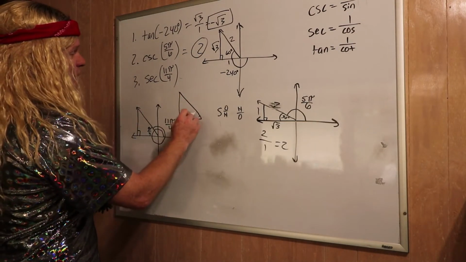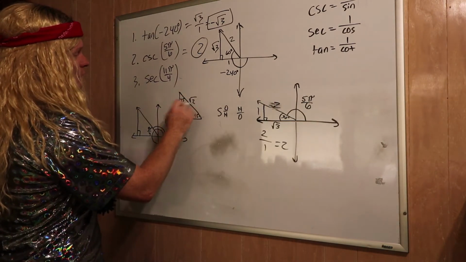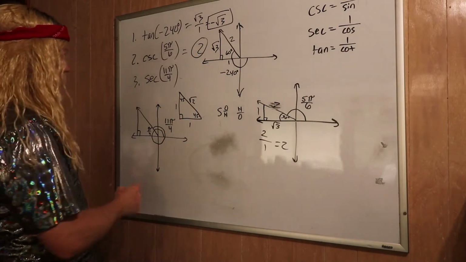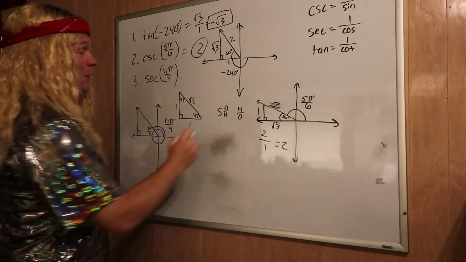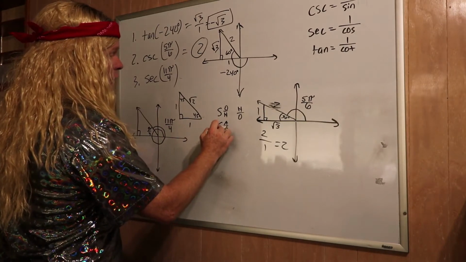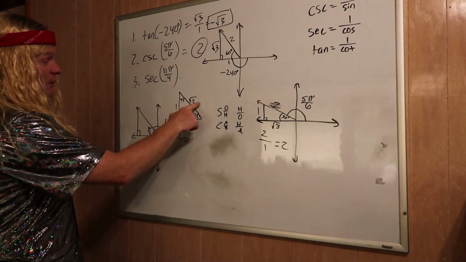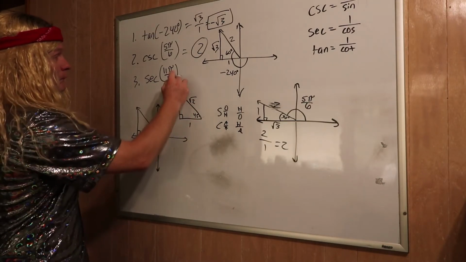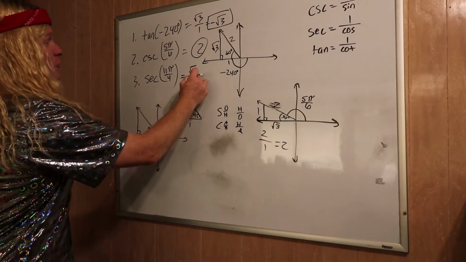Remember your 45, 45, 90 triangle. It's 1, 1, and the square root of 2. We are looking for secant, which is the opposite of cosine. So we're looking for hypotenuse over the adjacent. So that would be square root of 2 over 1, which is just the square root of 2.